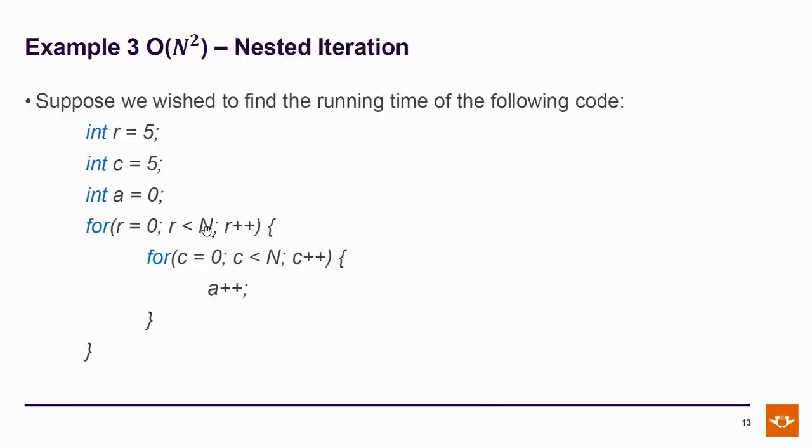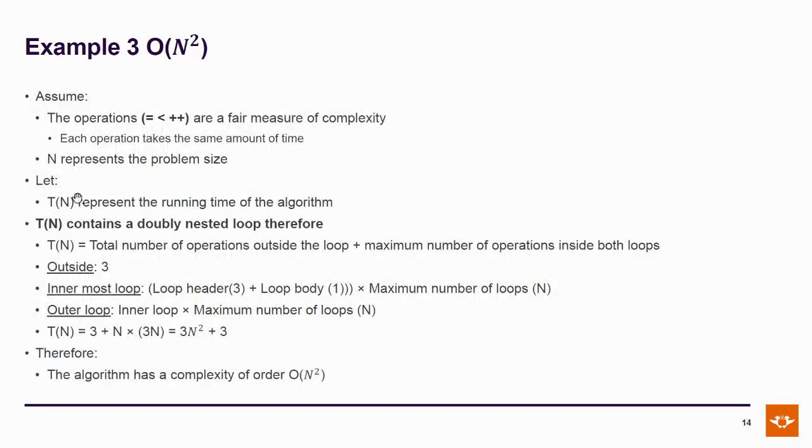N is the problem size. In this case, there literally is an identifier called n, so we can just say that. We don't have to clarify any further. We can let T of n represent the running time of the algorithm and contain loop. Therefore, it's the total number of operations in the outside loop plus the maximum number of operations inside both loops.